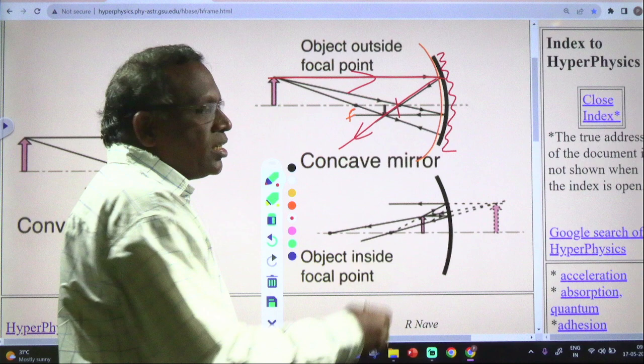So this is inside the focus. That's why the image is formed here. This is the image and this will be the object. Due to this, a virtual erect image is going to be formed. Virtual, erect and magnified image.